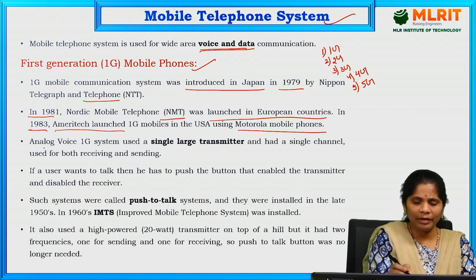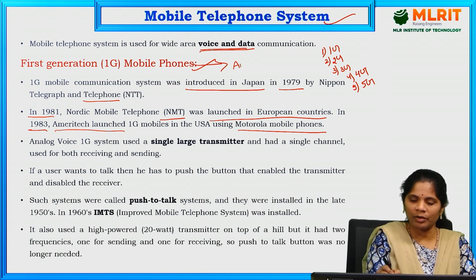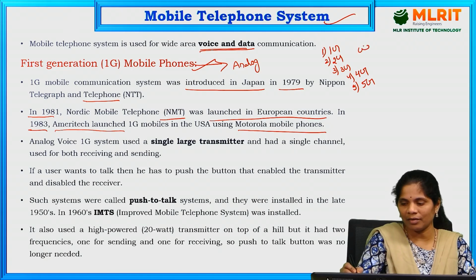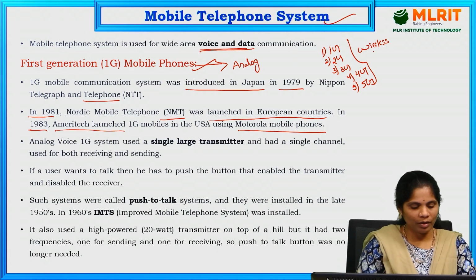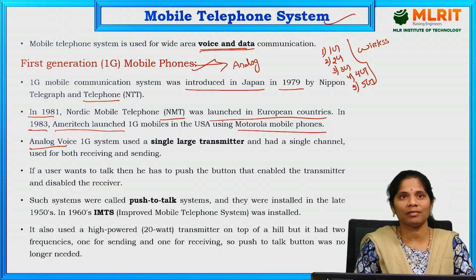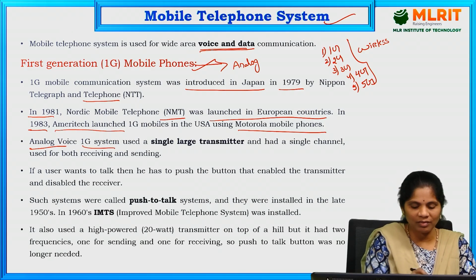1G is mainly about analog data. Mobile telephone is mainly for wireless communication. These are all wireless communication. Previously we discussed the PSTN, right? That is wired communication. This is wireless. So for transferring analog voice wirelessly, this 1G system is used.